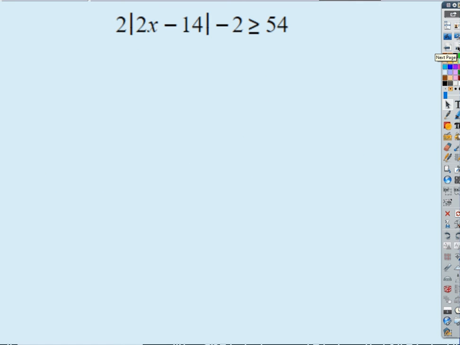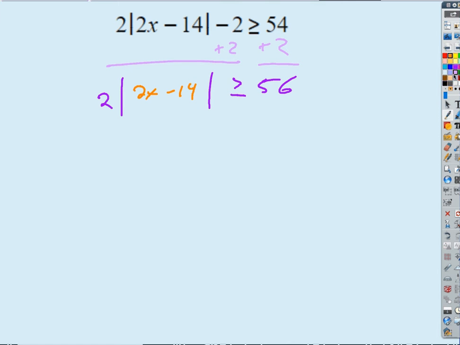What about this one? What are the two steps? Add 2. Okay, so I'm going to add 2 to both sides. That gives me 2 times the absolute value is greater than or equal to 56. What's next? Divide by 2. Good, and so then I isolate the absolute value, and I get it's greater than or equal to 28.